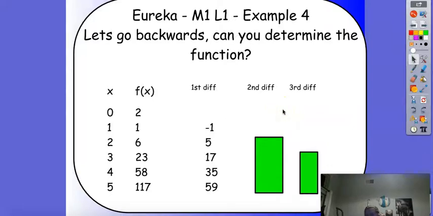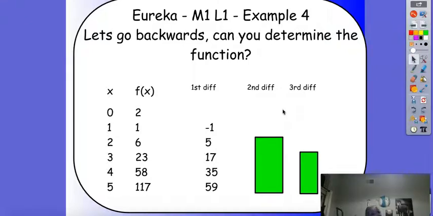Okay, this is part 3. What we want to try to do is go backwards, so that if I'm just given the numbers, can I figure out the function? Or can I figure out the polynomial? If I'm just given numbers, and why would we ever do this?